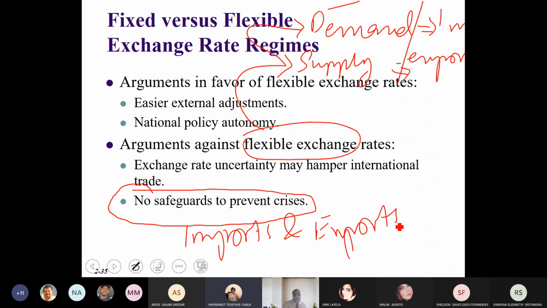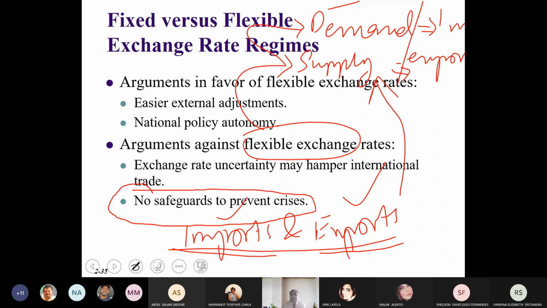So now the question is, can you always control your imports and exports? Have you ever seen any country with a rise in exports forever and a fall in imports forever? No. So it means you cannot control imports and exports. When you cannot control imports and exports, can you control demand and supply? No. So when you cannot control demand and supply, can you control the floating exchange rate system? No. When you cannot control it, can you prevent any crisis? No. That is why in a flexible or floating exchange rate system, the crisis cannot be prevented.